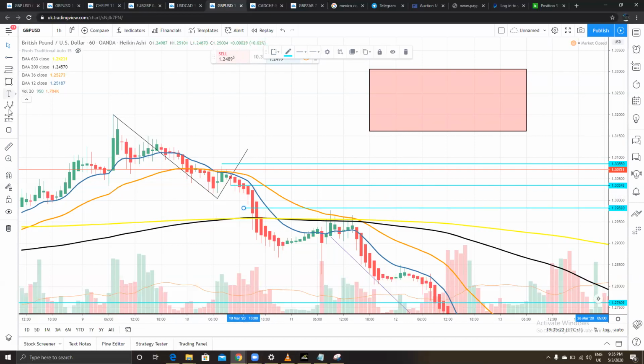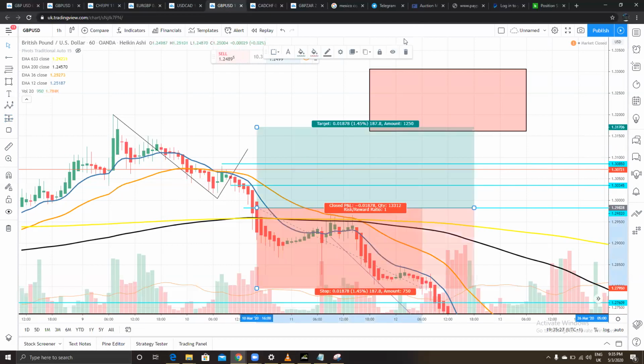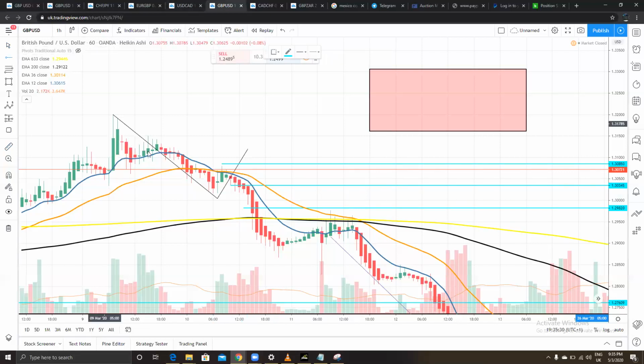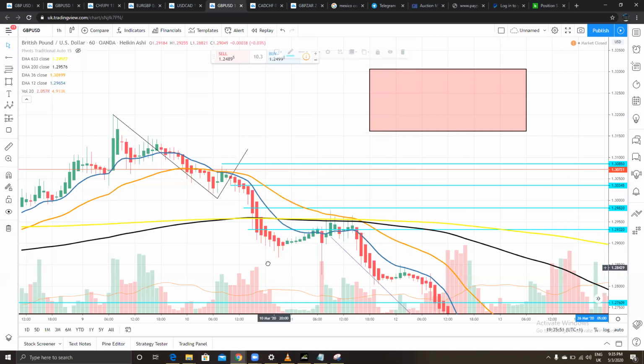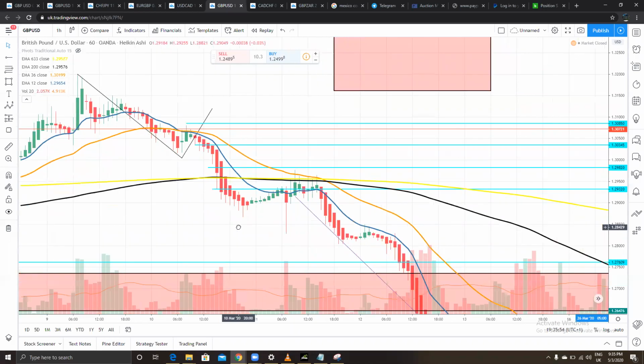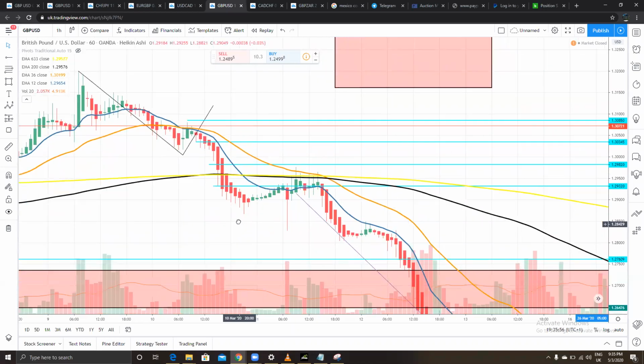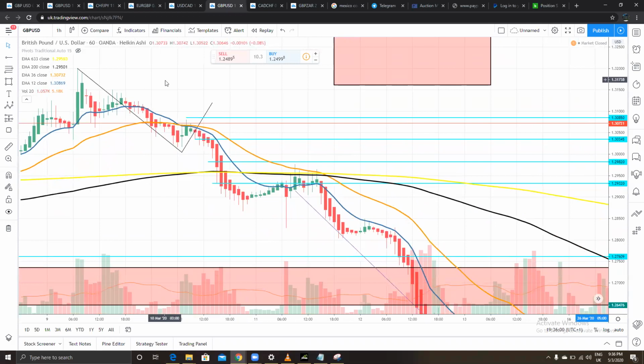And then my second target will be another 50 pips. So that will be at 129.32. Right? And then my third position, I will leave that one in the market for as long as the trend still remains.